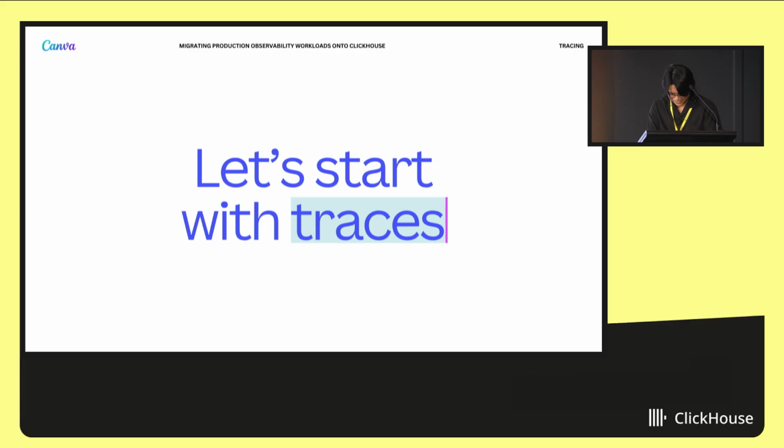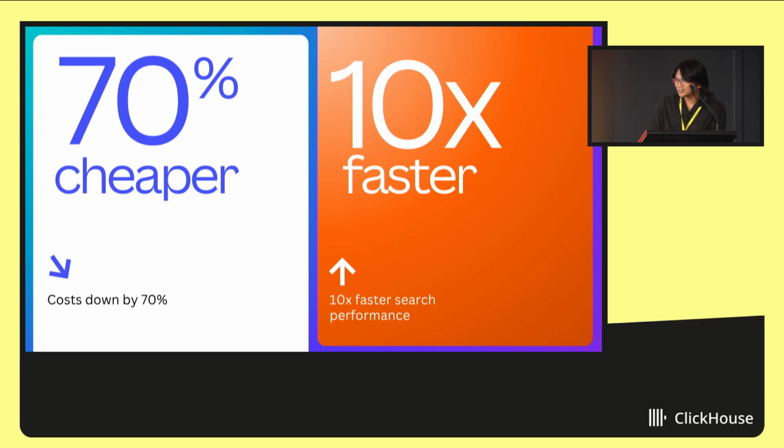Thank you. So let's start with traces, and just to really grab your attention, let's start with the results. Moving to ClickHouse, we managed to get 70% cheaper costs. Basically, we reduced the size of our infrastructure to 30% of our legacy infrastructure, and we improved our search performance by 10x. Let's start with the left number, the 70%. That's mainly down to two things. We're doing more and storing more with less.